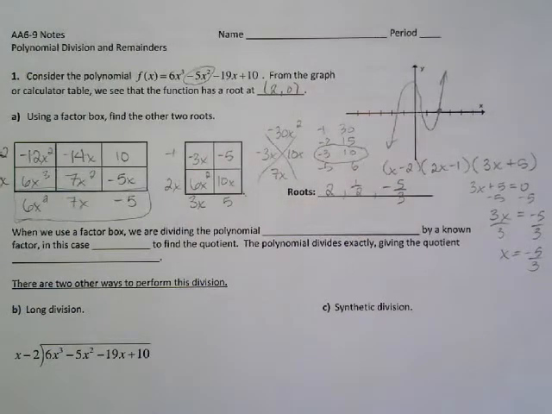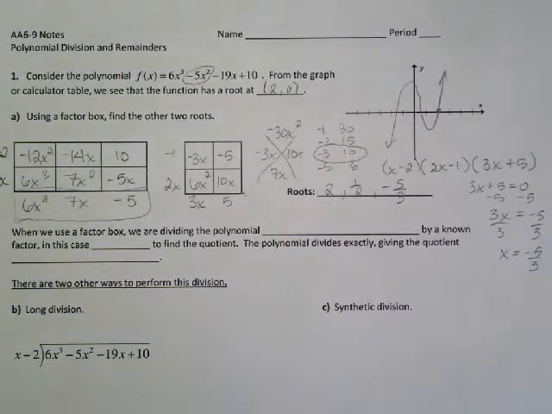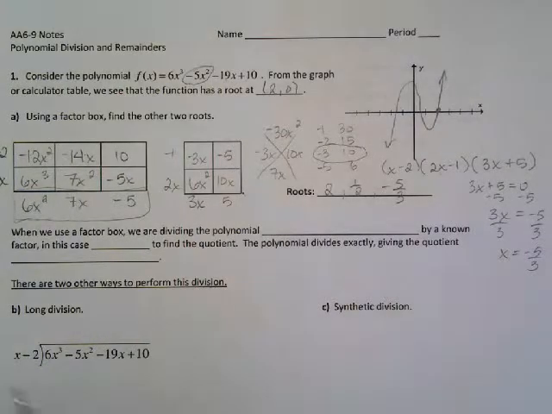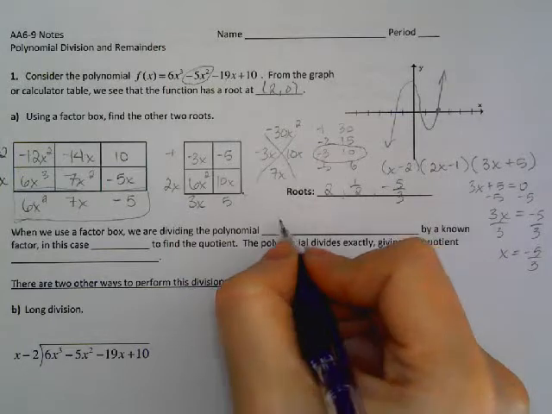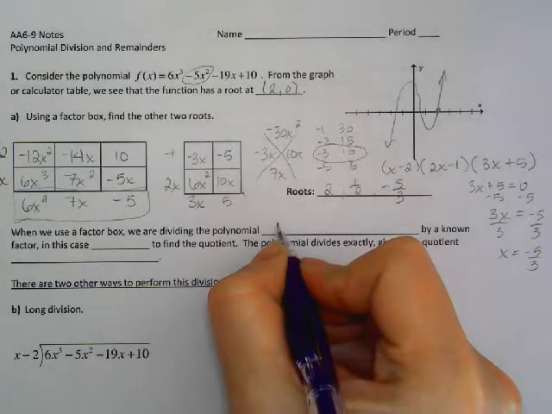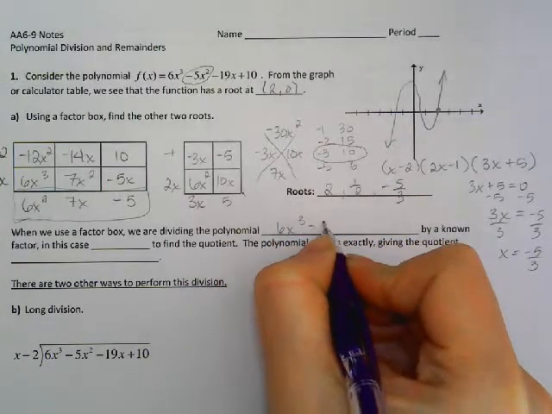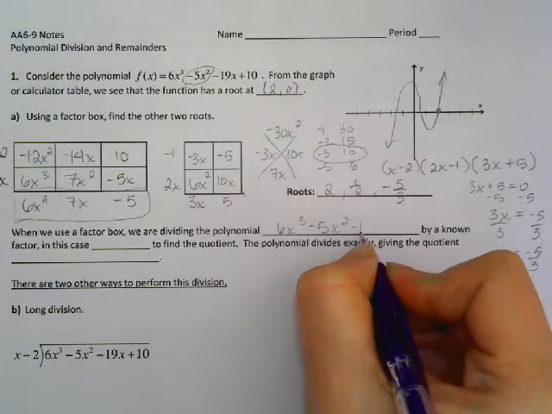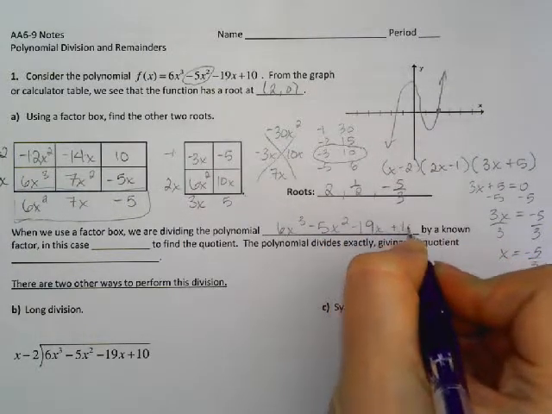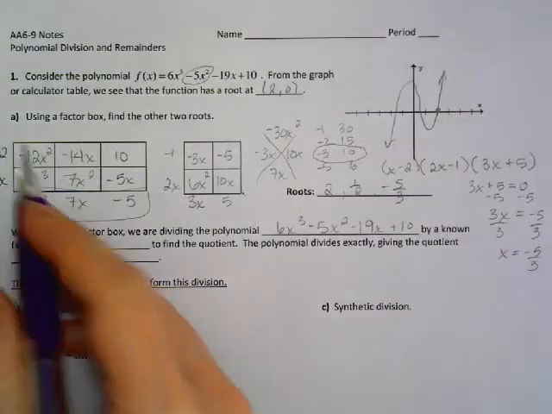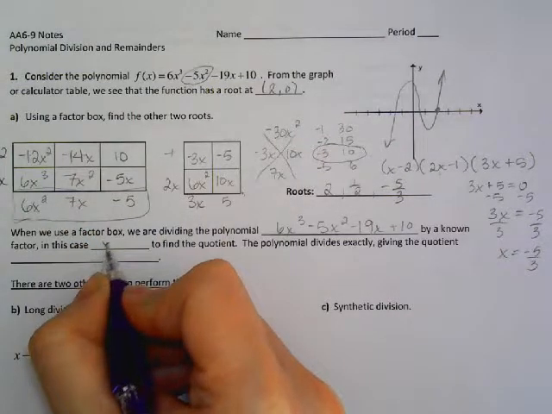So, when we use a factor box, we're dividing the polynomial, this whole thing, 6x to the third minus 5x squared minus 19x plus 10, by the known factor, which was in this case x minus 2.